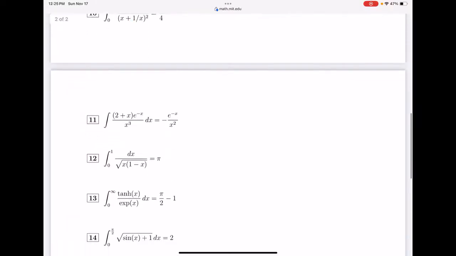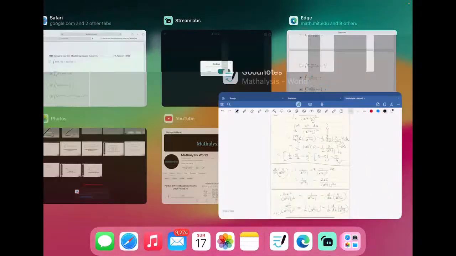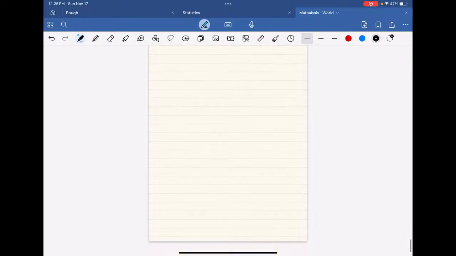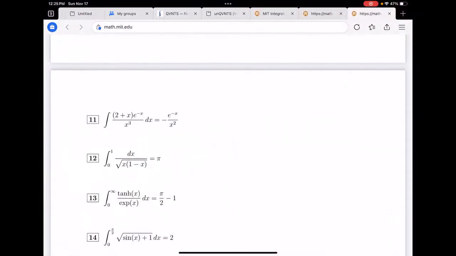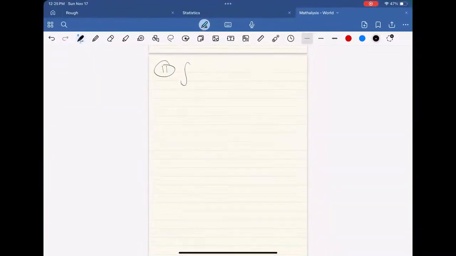2 plus x e to the power minus x by x cube. 11 number. And those of you who are watching, please give your ideas on this problem. This is an integral of 2 plus x times e to the power minus x by x cube dx. Guys, those of you who are watching, can you give me ideas how to solve this problem, so that I can use your ideas?